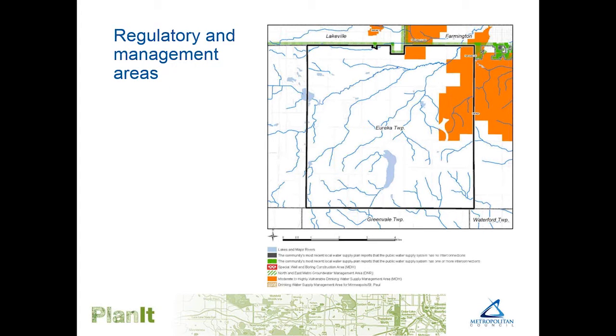Finally, comprehensive plans should include information about regulatory and water supply management areas, in orange on this map, so that land use planning is done in a way that does not increase the vulnerability of drinking water to contamination. The handout attached to this presentation includes links to online guidance from the Minnesota Department of Health and the Pollution Control Agency.